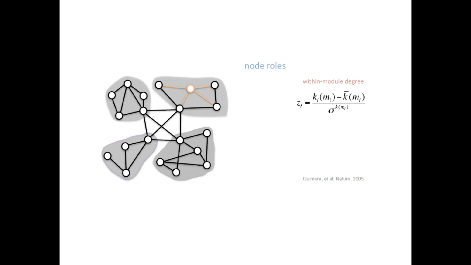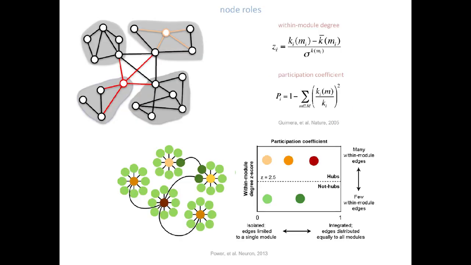So it acts as a local hub, right? Presumably it plays an important role in the functional specialization of that particular module. And so nodes with high within module degree are generally called provincial hubs. Well, no, I'll come back to that now.